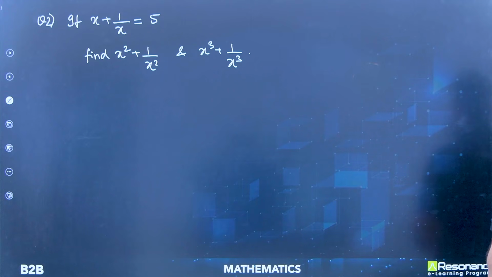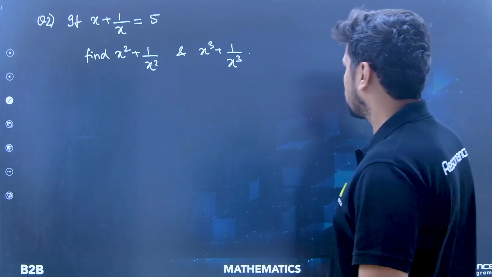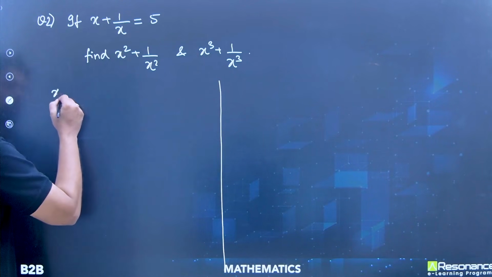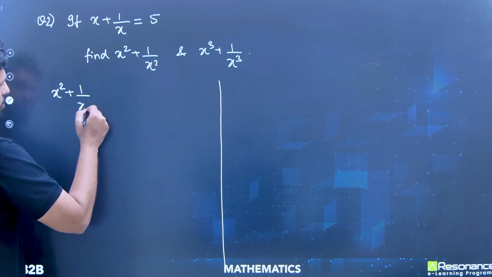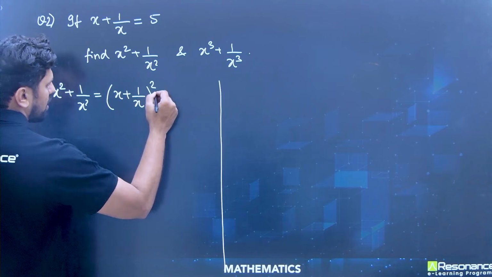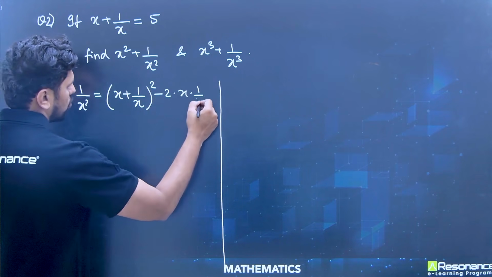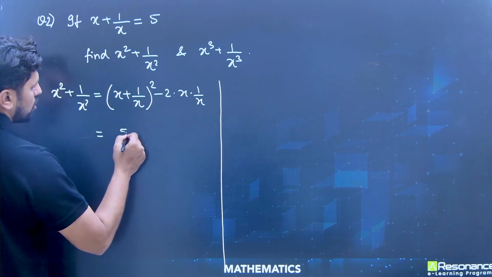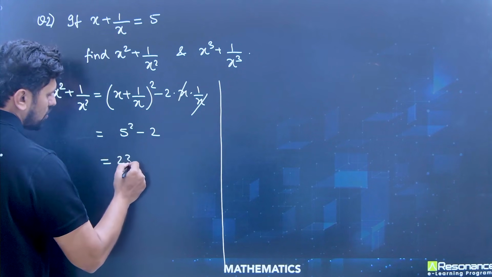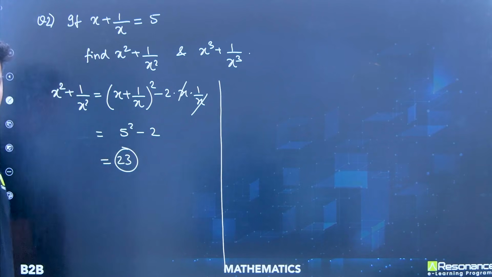23, 23, very good, very good. First answer is 23. Awesome. I will solve with you only. So I will use x square plus 1 by x square will be equal to (x plus 1 by x) whole square minus 2x into 1 by x. So that will be 5 square minus 2. That is equal to 23.